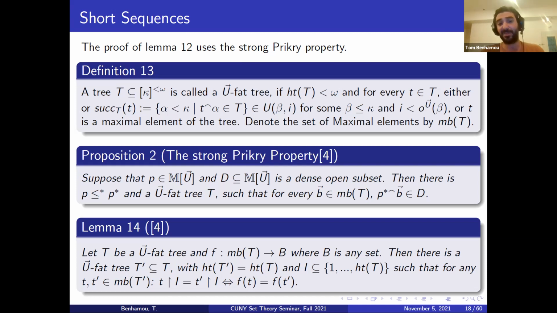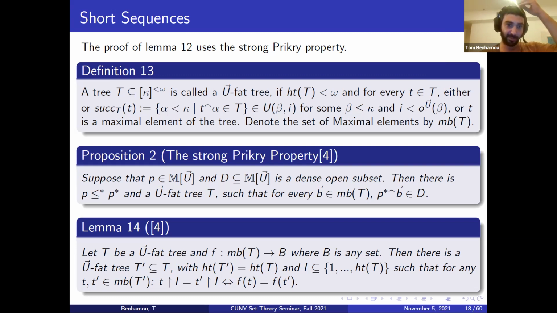So this lemma says that for any such function, you can always restrict the U-fat tree to a sub U-fat tree with the same height, and find the important coordinates, the levels of the trees, with respect to which the function is 1-to-1, and the function does not depend on the coordinates which are outside of I. This is what the if and only if says. Okay, so this is the combinatorial property I'm going to use.